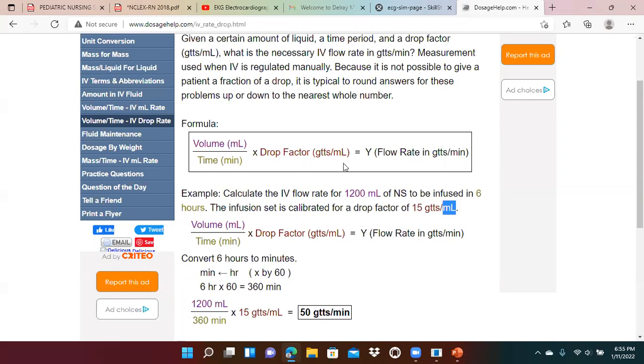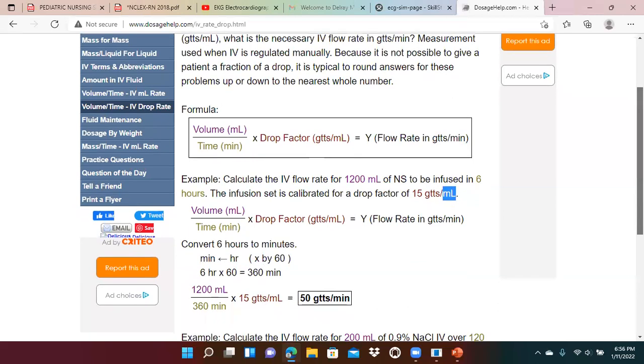So it is very important to see whether it is mL or minute. If it is minute, it is flow rate. If it is mL, it is drop factor. So always take the numbers you get in the question, pick them up and put them in the formula.